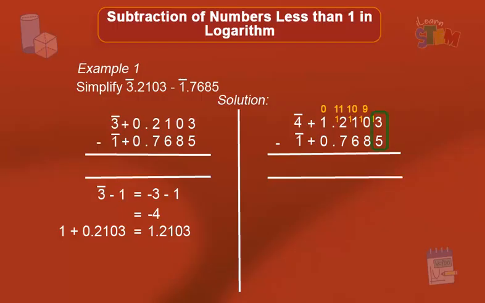13 minus 5 equal to 8. 9 minus 8 equal to 1. 10 minus 6 equal to 4. 11 minus 7 equal to 4. We will bring down the decimal point here. 0 minus 0 is 0. We also bring down the plus sign, and solve for the characteristics.